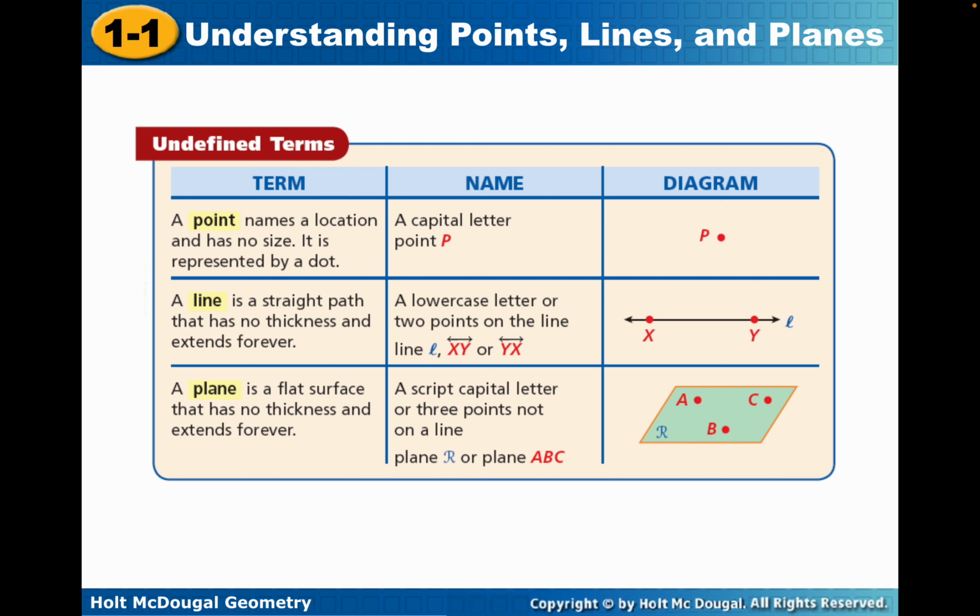So what we're talking about, okay, points, lines, planes. Here are going to be those definitions, the terms for a point, a line, and a plane. It's important to know how to name those points, lines, and planes, and also what they look like. When you're writing, a point names a location and has no size. It is represented by a dot. All it is is a dot, and when you label it, it's that dot with the letter beside it.